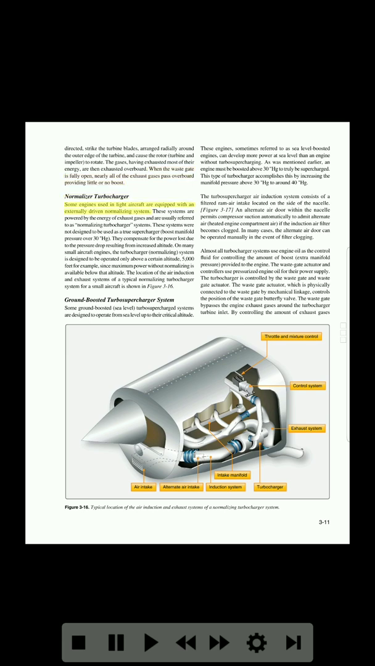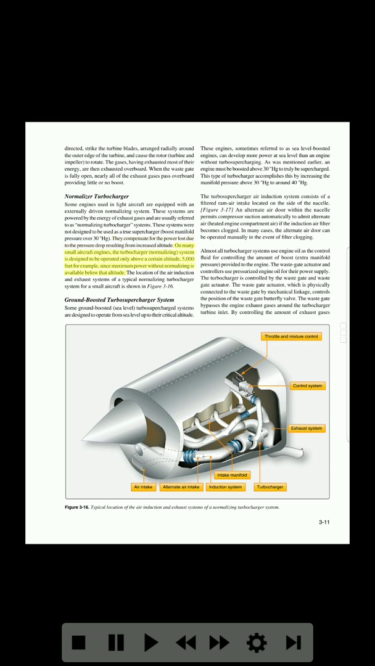Normalizer turbocharger. Some engines used in light aircraft are equipped with an externally driven normalizing system. These systems are powered by the energy of exhaust gases and are usually referred to as normalizing turbocharger systems. These systems were not designed to be used as a true supercharger boosting manifold pressure over 30 Hg. They compensate for the power lost due to the pressure drop resulting from increased altitude.